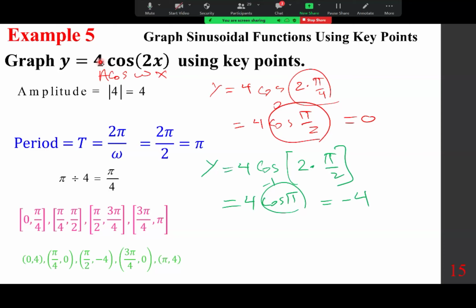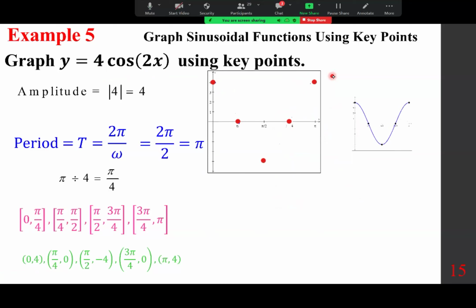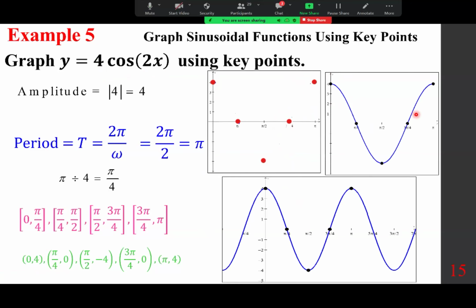So I'm going to erase this. So you plot 1, 2, 3, 4, 5 points. Now connect them. That's the graph of one complete cycle. Now go indefinitely on the left and right, and that's the graph that you are looking for. So very straightforward, everybody. I hope everybody's fine with that. So we can easily move on.